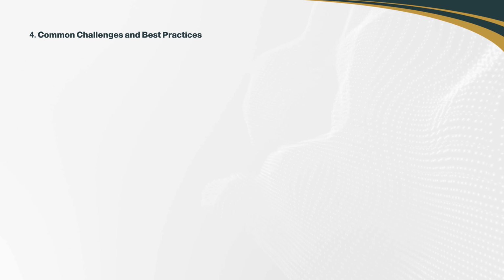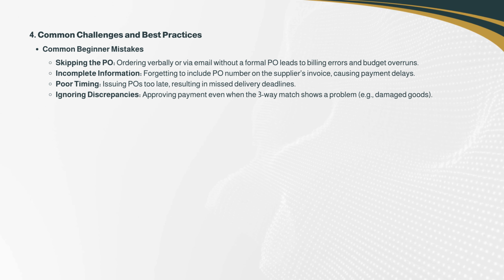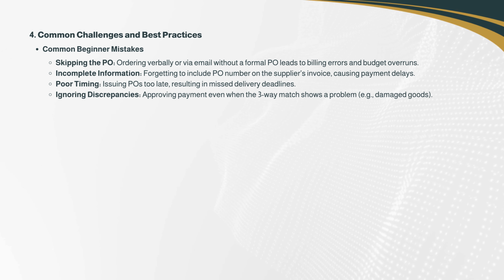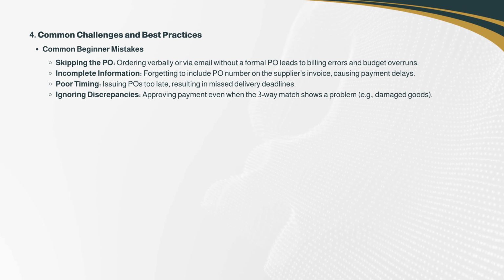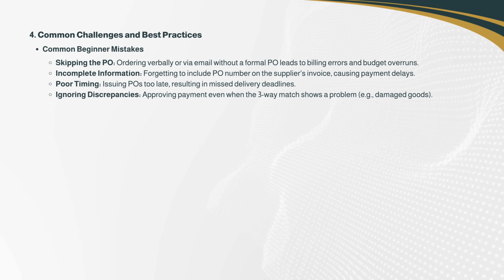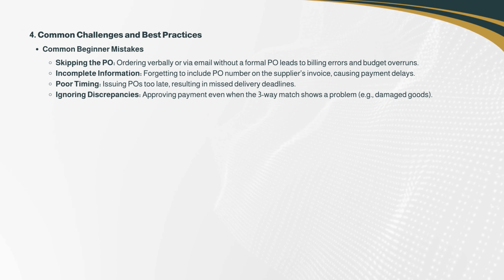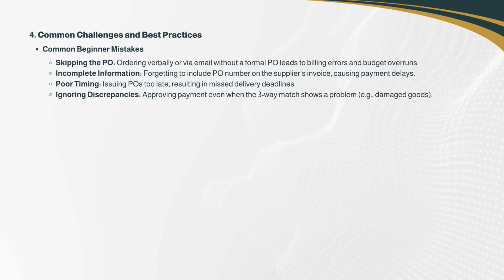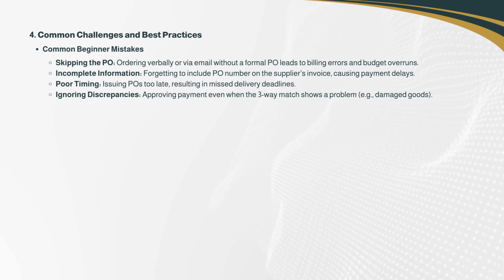4. Common challenges and best practices. Common beginner mistakes. Skipping the PO. Ordering verbally or via email without a formal PO leads to billing errors and budget overruns. Incomplete information. Forgetting to include the PO number on the supplier's invoice, causing payment delays. Poor timing. Issuing POs too late, resulting in missed delivery deadlines. Ignoring discrepancies. Approving payment even when the 3-way match shows a problem, for example damaged goods.